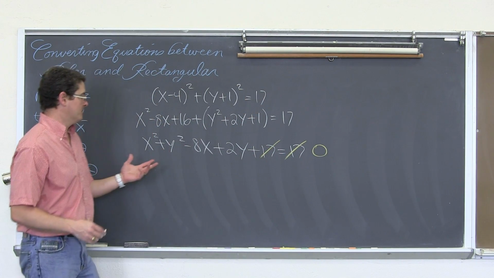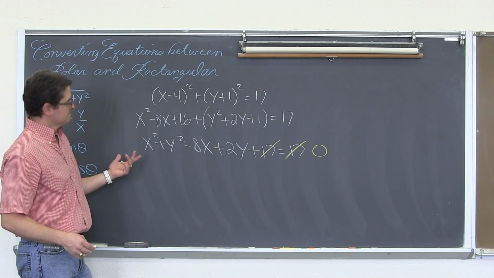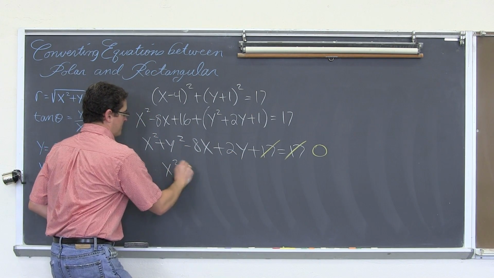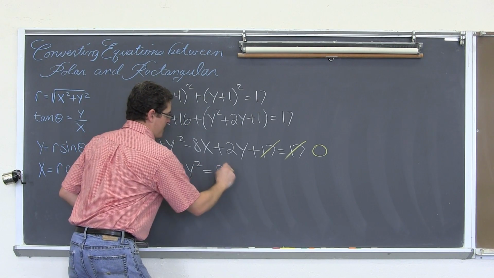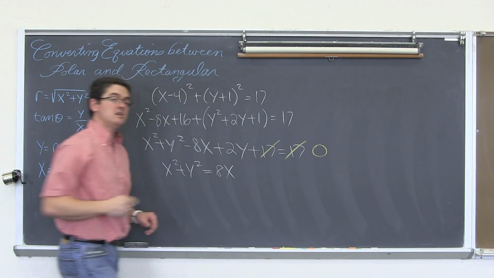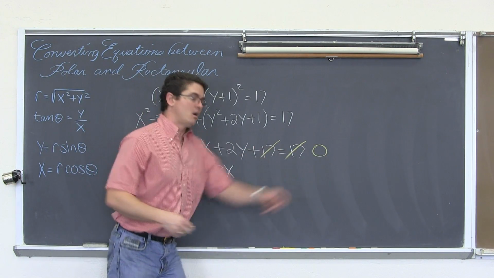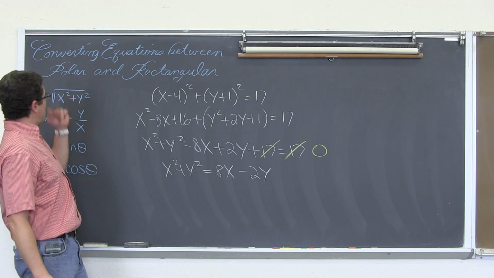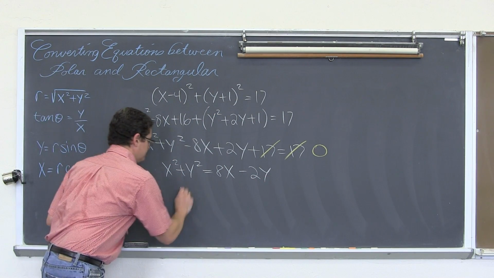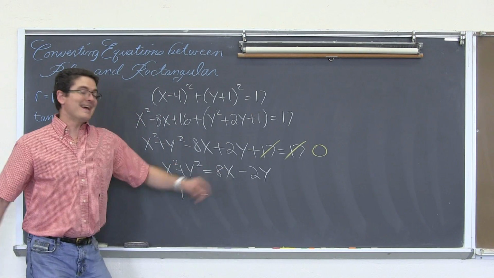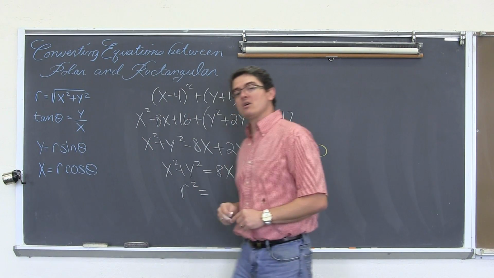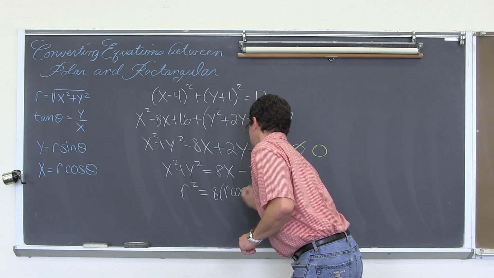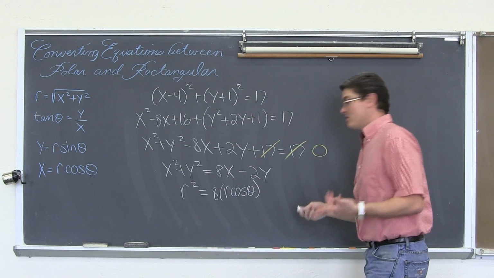Now what do we have here? Let's move these x and y values over. x squared plus y squared equals 8x when you add it to both sides of the equation, and negative 2y when it gets subtracted. And x squared plus y squared is equal to r squared. 8x, x is r cosine theta. y is r sine theta.